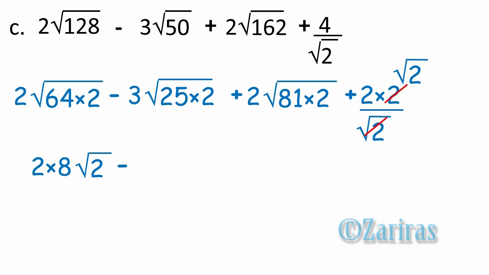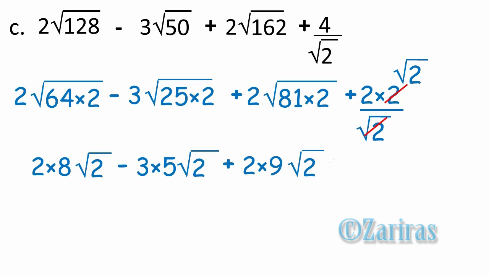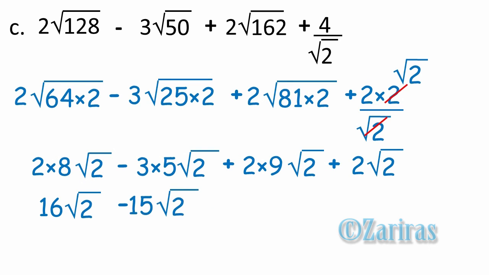So now we got the square root of 64, 8 out, 2 into 8 into root 2. Here 25, we can get 5 out, 3 into 5. 81 we have, we can get the 9 out, 2 into 9, plus we have 2 root 2. 2 into 8 is 16 root 2 minus 15 root 2, 2 into 9 is 18, 18 root 2 plus 2 root 2.